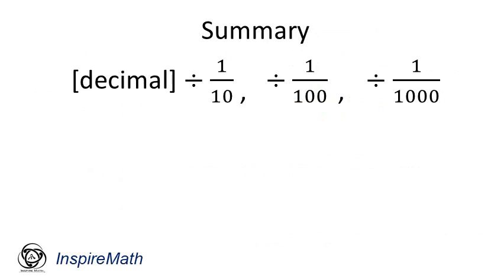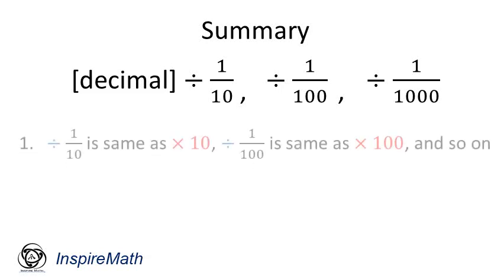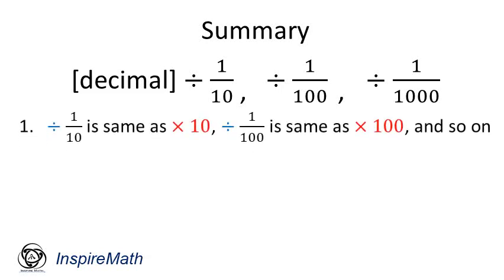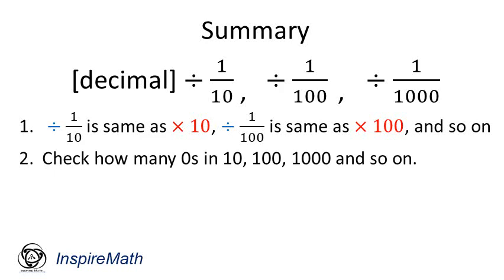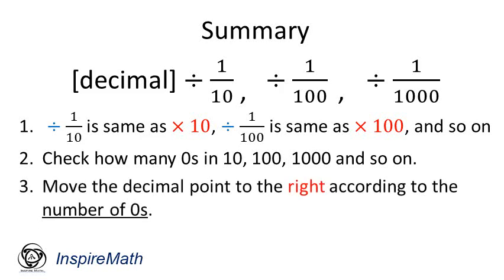When you divide decimals by 1 over 10, 1 over 100, 1 over 1,000, and so on, this is the same meaning as multiplying decimals by 10, 100, 1,000, and so on. Check how many zeros are in 10, 100, 1,000, and so on. Move the decimal point to the right according to the number of zeros.